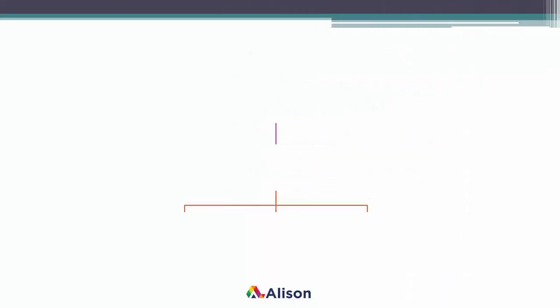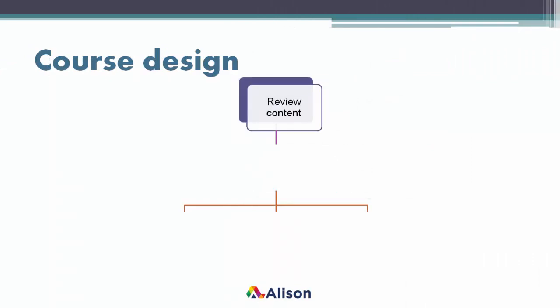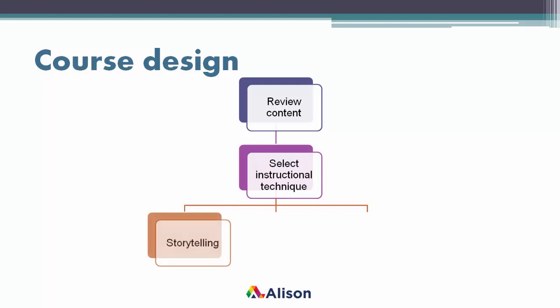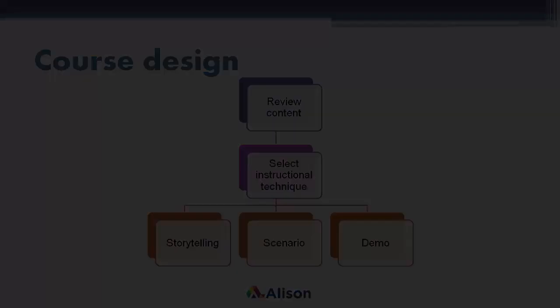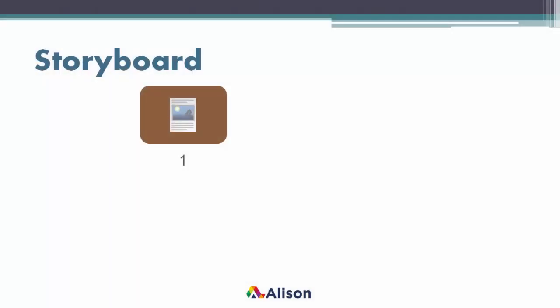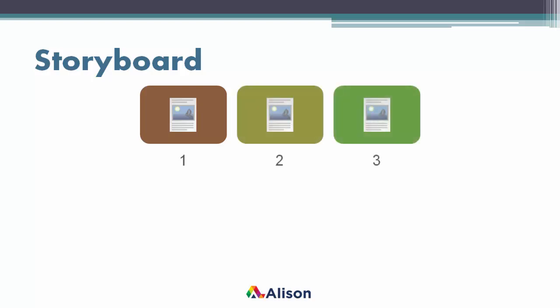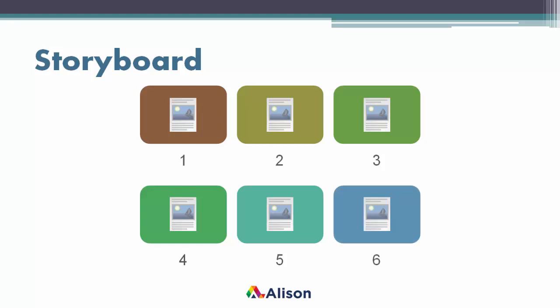For each lesson, the instructor should do the following. Review the content that needs to be published. Select the instructional technique that is most appropriate to presenting the type of content. For example, storytelling, scenario-based approach, or demonstration practice. Determine the sequence of the content and lessons. A storyboard can be used to organize the content into a sequence of slides, which corresponds to the pages in the final course.